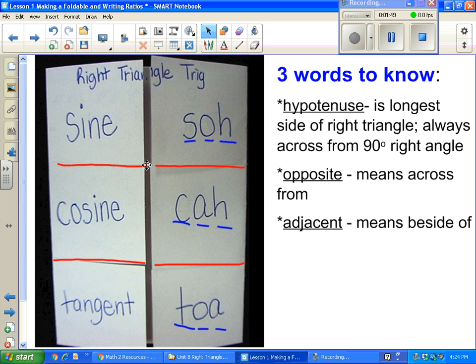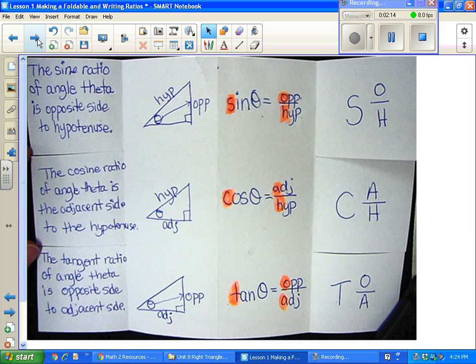Think about you going to eat with a friend and you're seated at a booth. You have two choices. You and the friend can sit across from each other on different sides of the table. You would be opposite from each other. Or, if you both wanted to sit on the same side, then you two would be adjacent to each other. We're going to be using those 3 words to help us describe the different sides of a triangle.